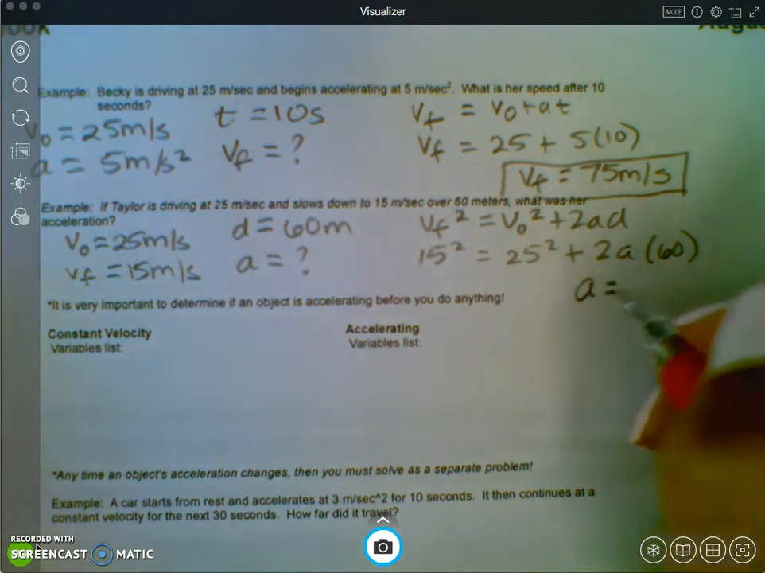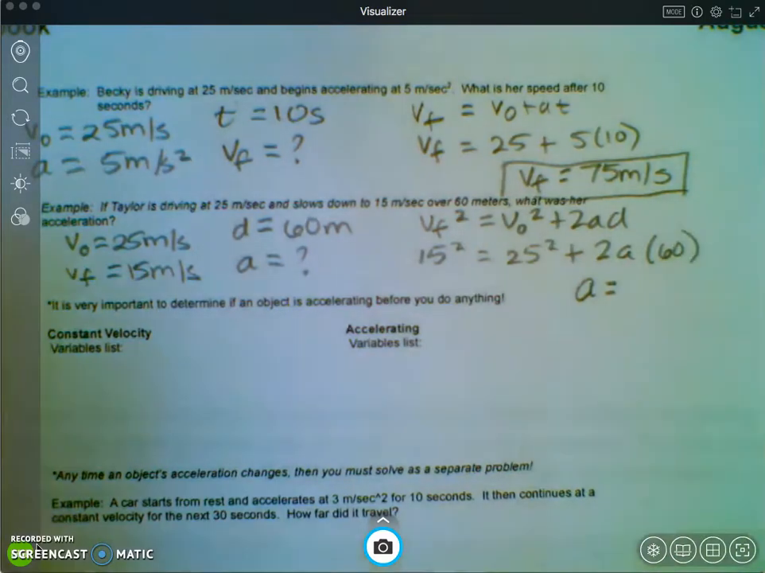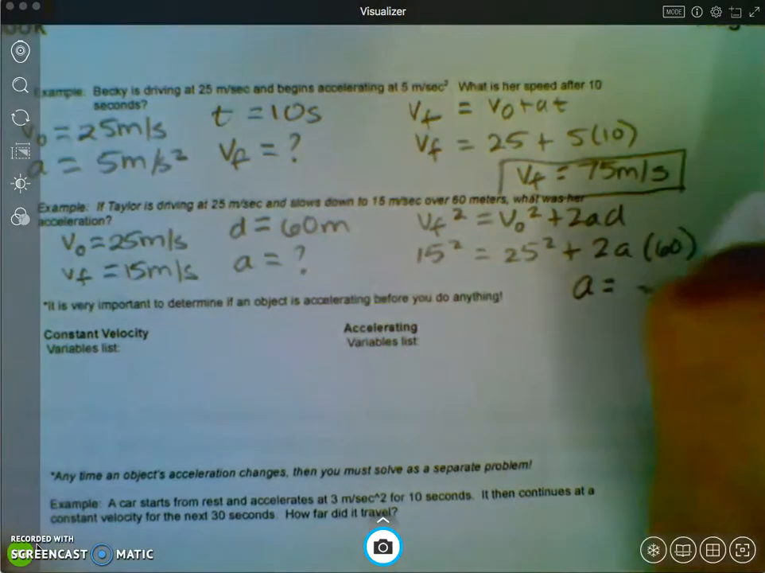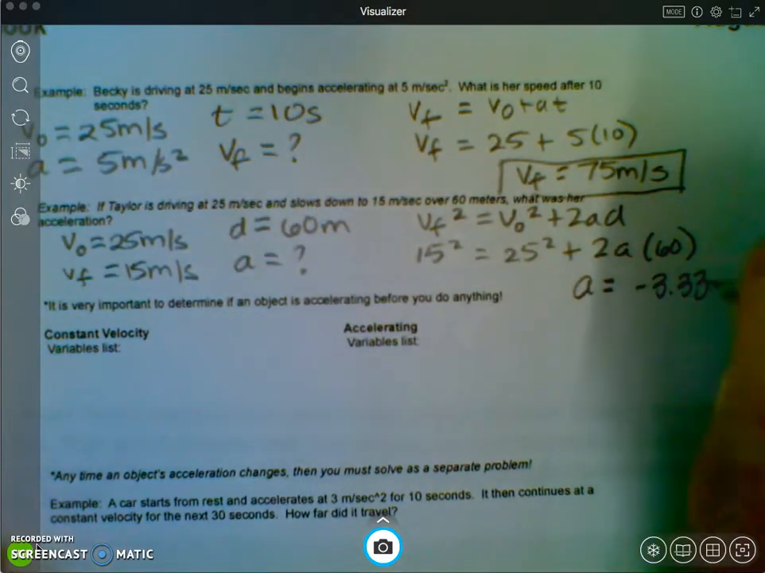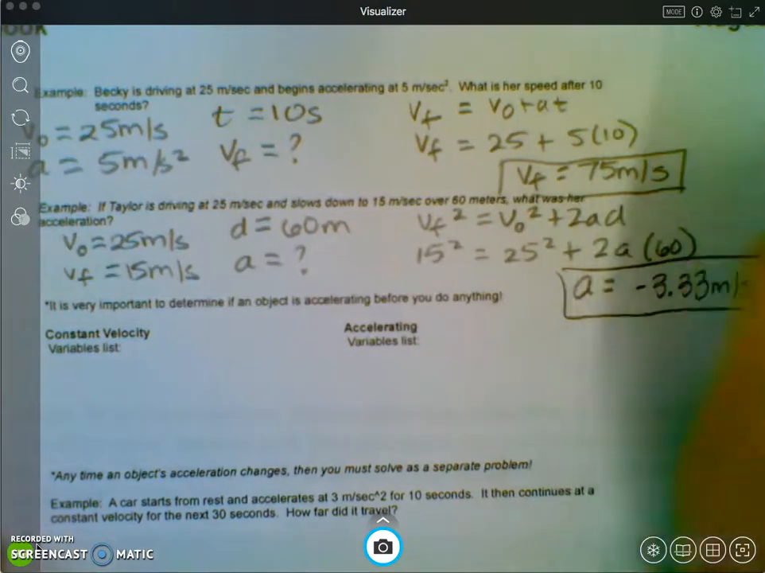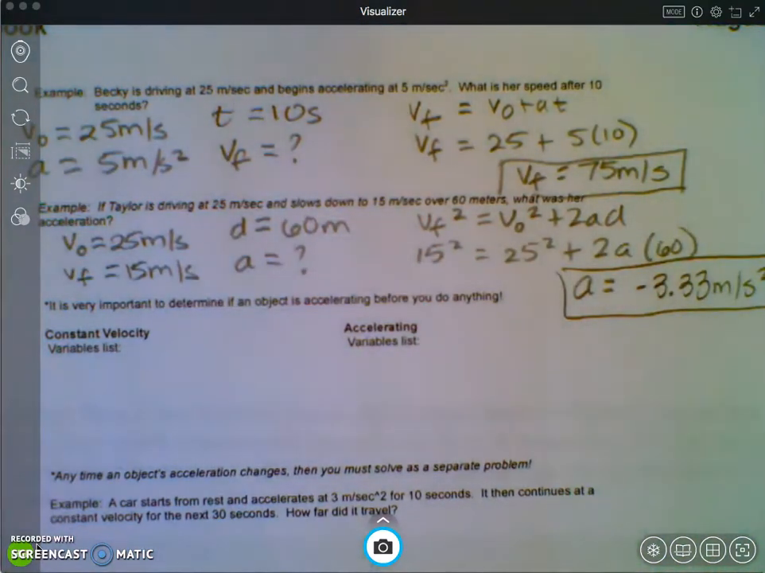So if you go ahead and solve for that, you come out with, let's see here, 15 squared minus 25 squared divided by 2 and then divided by 60, you get negative 3.33 meters per second squared as your acceleration. Okay.